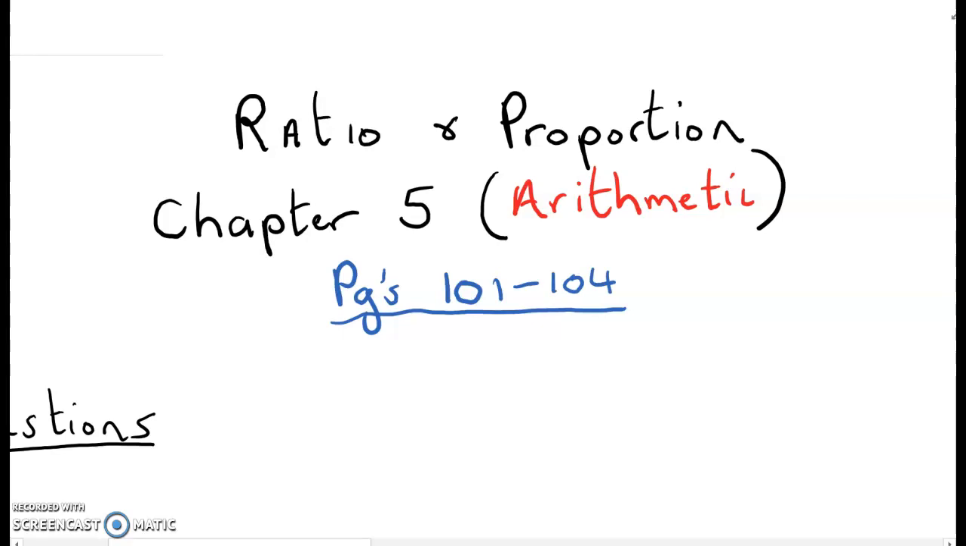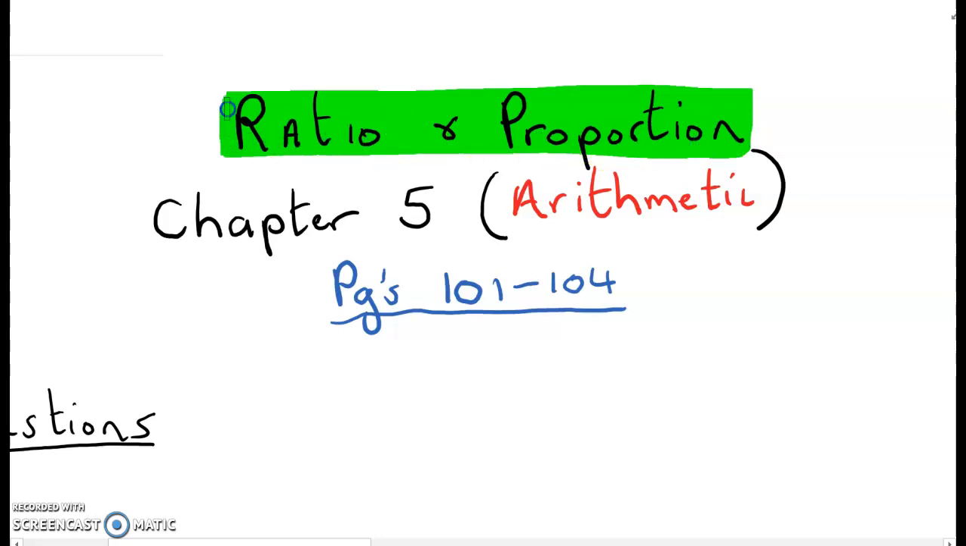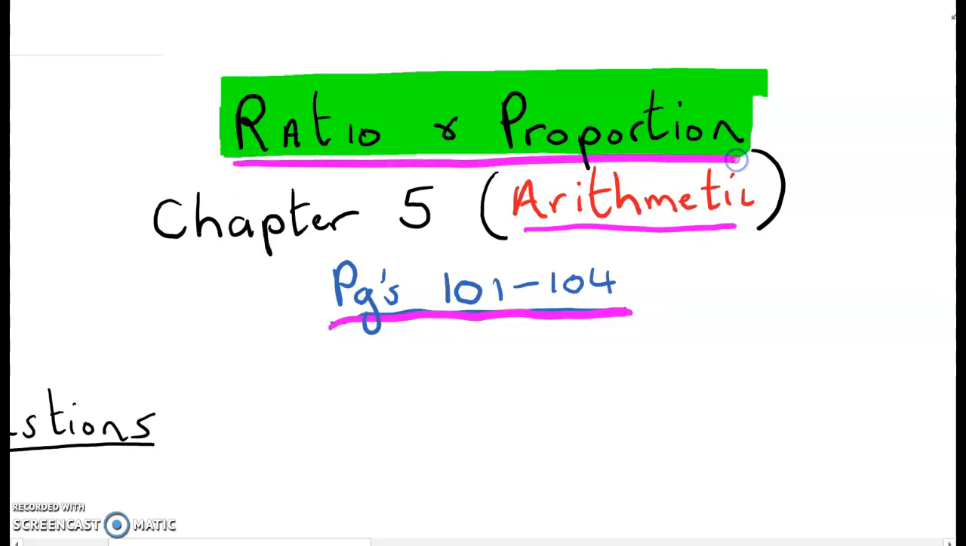Hello and welcome to this lesson on ratio and proportion, which comes up in chapter 5 of your maths textbooks and is in the section on what's called arithmetic, so number questions, real world problems basically. And we're talking about pages 101 to 104. In this lesson we're going to deal with ratio and proportion, and then we'll have other lessons for the other sections of that chapter.